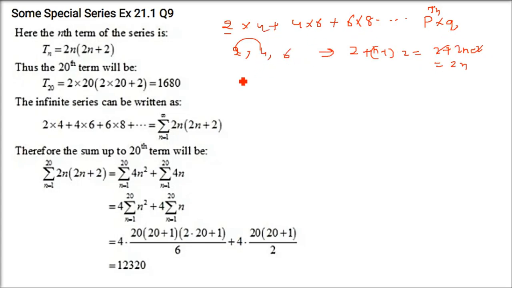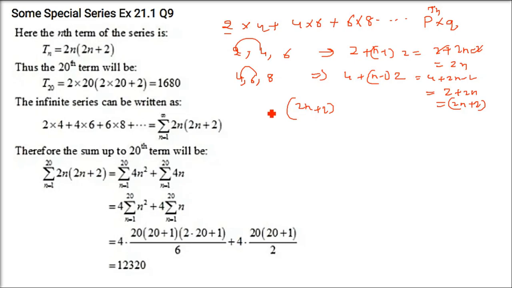And coming to the second one, 4, 6, 8 like this. The first term is 4 plus n minus 1 into D. D will be what? 6 minus 4, that is 2. So 4 plus 2n minus 2, so 2n plus 2 is going to come. So you have 2n and 2n plus 2. So this is Tn. Just multiply them. So Tn is this. Now we have to find T20, so 2 into 20 into 2 into 20 plus 2, so it's going to be 1680. I am just putting n as 20. Now we have to find the sum up to the 20th term.